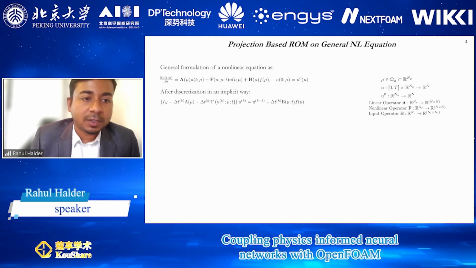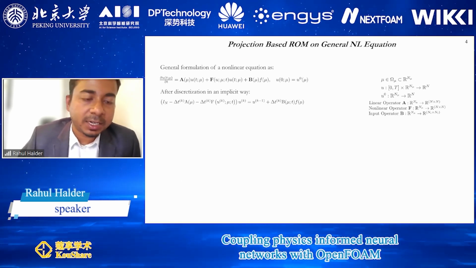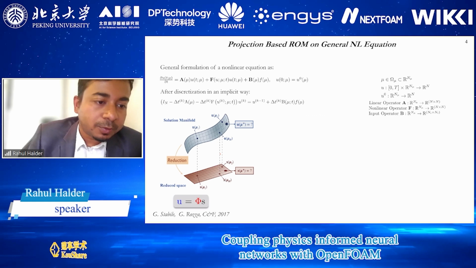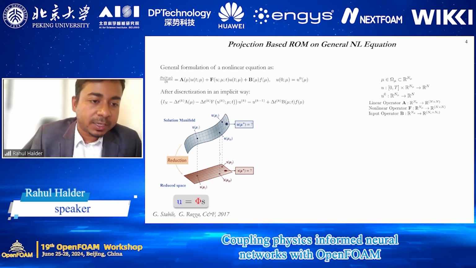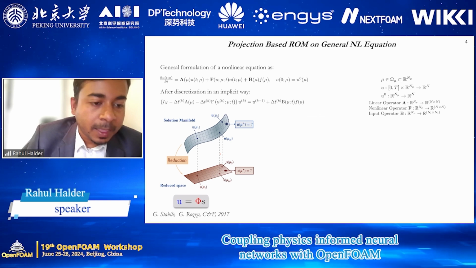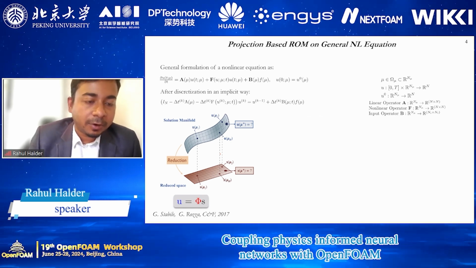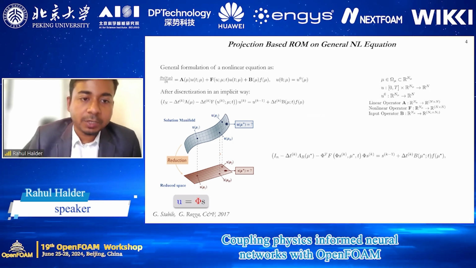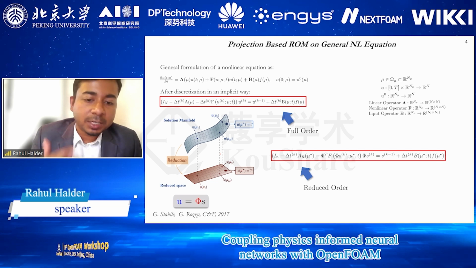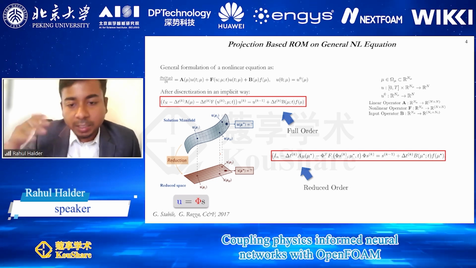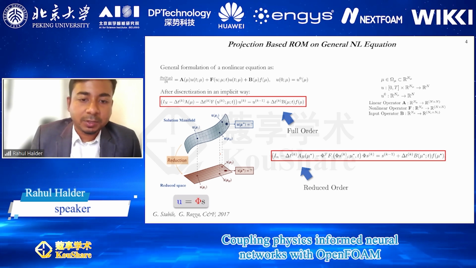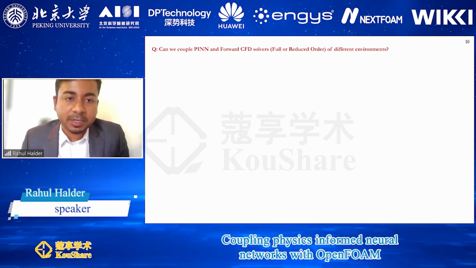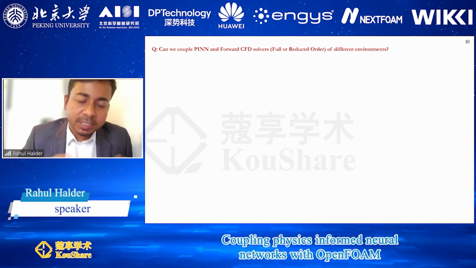You can discretize a governing equation in any form, like any spatial discretization, any temporal discretization. And then you project them on a reduced space. I'm not going into detail on that, as there is dedicated literature for it. And the projected governing equation looks like that. You can either use the full order simulations or reduced order simulation and use them as a residual in your PINN solver. So now the question is: how can we couple PINN and any forward CFD solvers? It's irrespective of OpenFOAM.